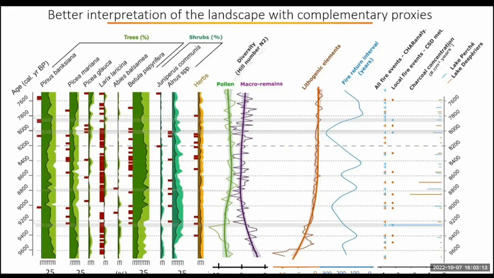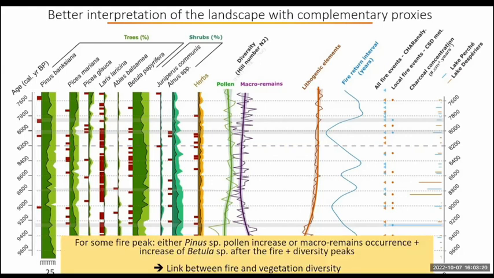So if we look at all these corresponding proxies, what link can we see? Well, for some fire peaks, we can see there is an increase. For the first fire, for example, we have an increase of Pinus pollen. We also have an increase of Betula pollen after this fire, plus some diversity peaks that follow the fire. It is the same for the other fires, but we also find macro-remains. So we have a link between the fire and the vegetation diversity.